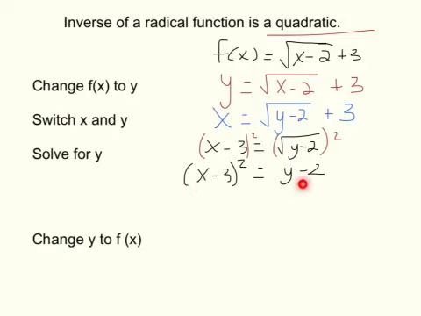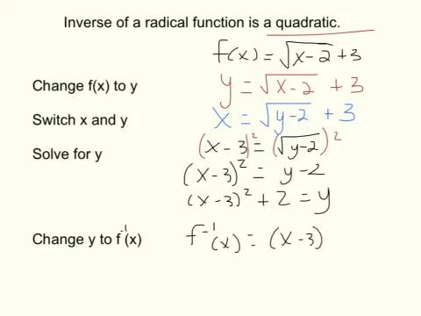So then I add the 2 over, plus 2 equals y. Then we change y to f inverse of x. So I've got the inverse of that function is x minus 3 squared plus 2. And this is fine to leave it in vertex form. It makes it easier to find your vertex.